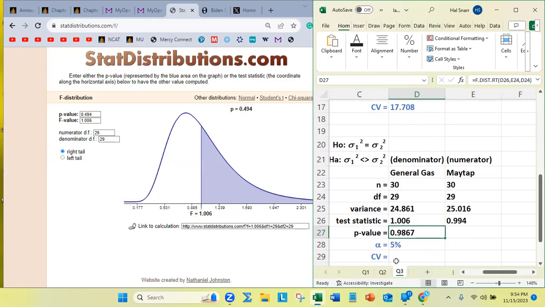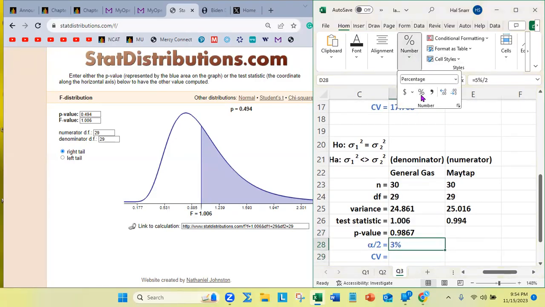Now, what we want to do is find the critical value. And this is a two-tailed test. What do we have to do? We have to divide the alpha by 2, right? We have to divide this 5% by 2. This is a two-tailed test, right? So the significance level is 5%, but half of that is in the upper tail and half is in the lower tail.